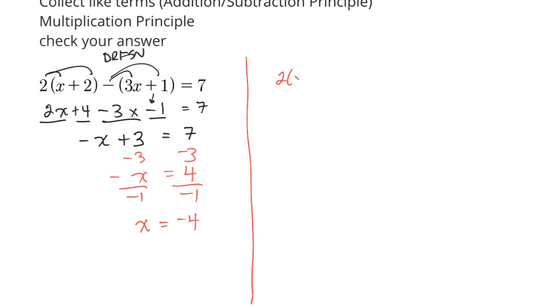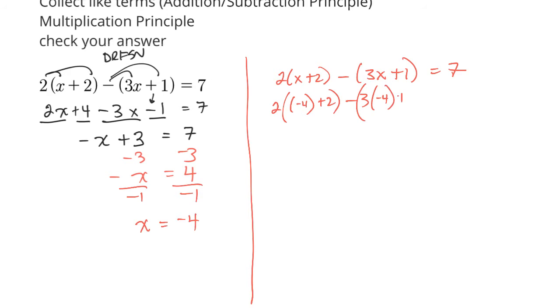So here's my original question, x plus 2 minus 3 times x plus 1 is equal to 7. Always make sure I write it down right. Okay, now I'm going to put a negative 4 everywhere I see an x. Negative 4 plus 2 minus 3 times, whoops, negative 4 plus 1 is equal to 7. So negative 4 plus 2 is a negative 2, minus 3 times negative 4 is negative 12.